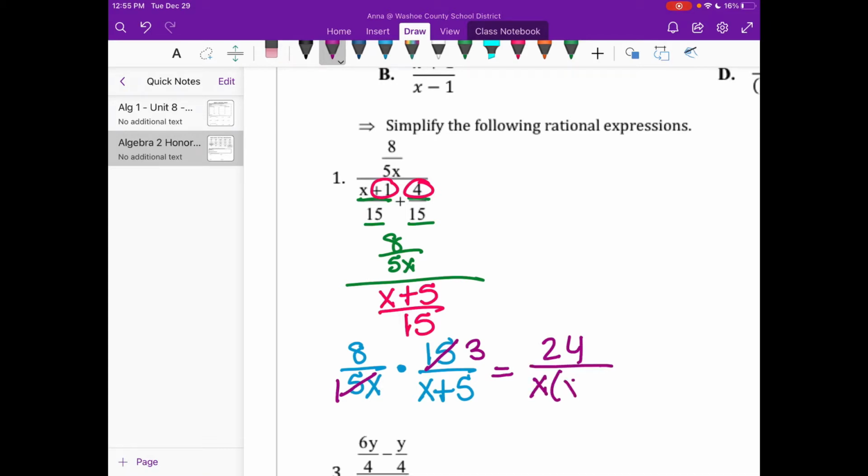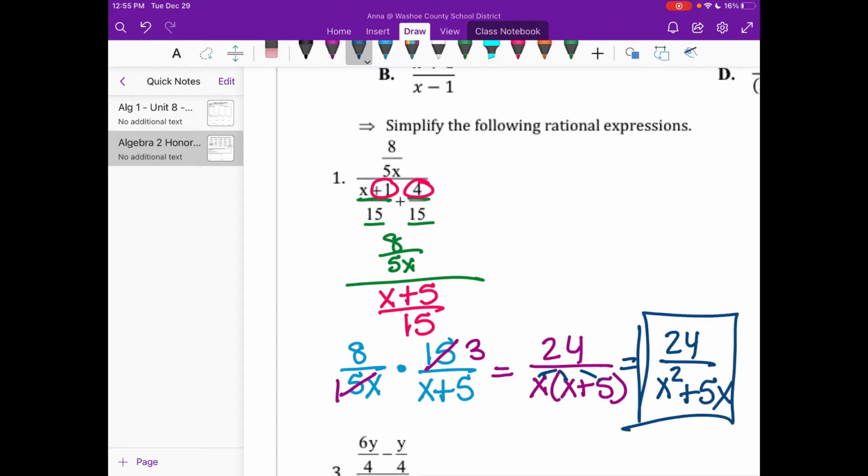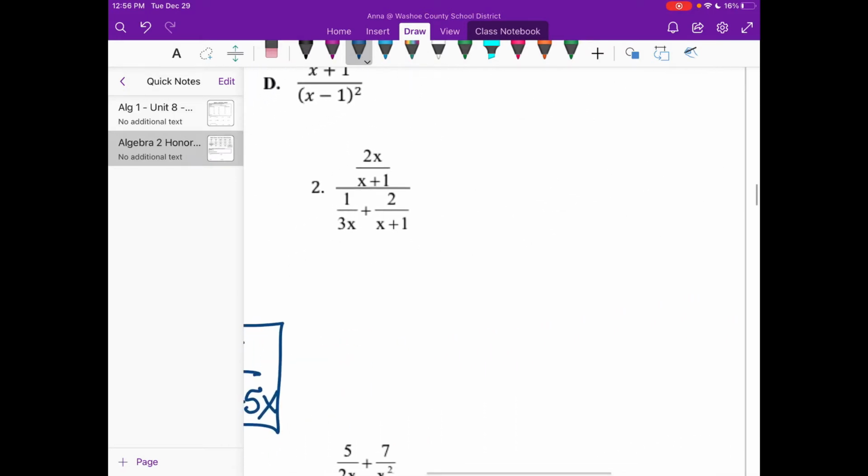So 8 times 3 is 24 over, you have x times x plus 5, which you might have to check with your teacher. I think it varies. I'm okay with this answer. Some of your teachers might want you to distribute, but I think this answer is fine. If you do have to distribute, you'll have 24 over x squared plus 5x. Okay. And the reason why I like leaving it simplified is that's going to be really handy on some of the other later days too.